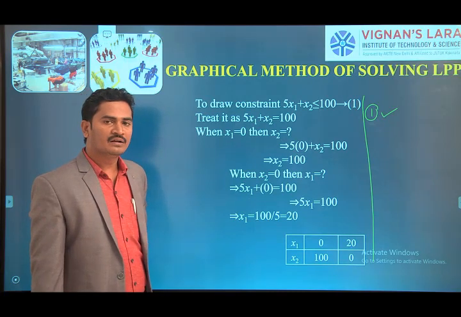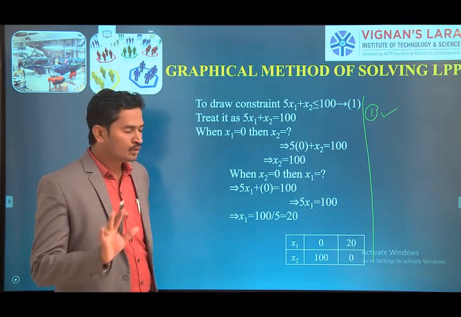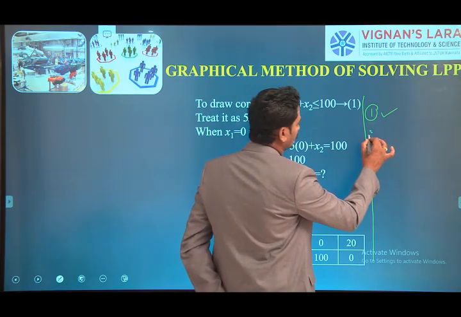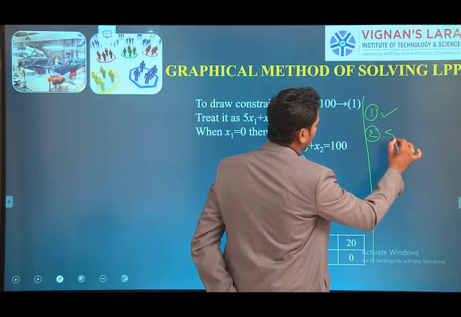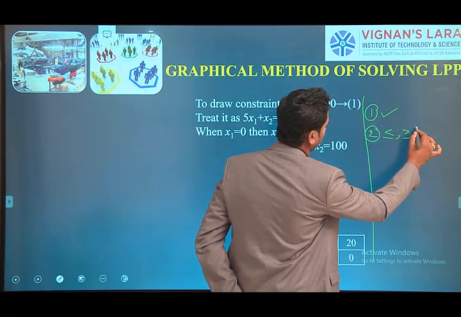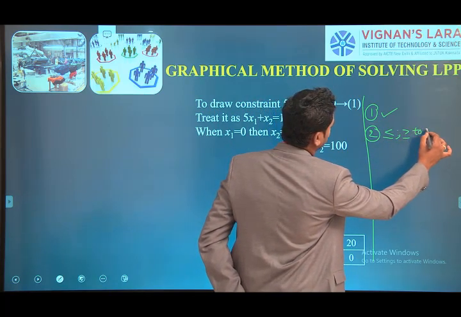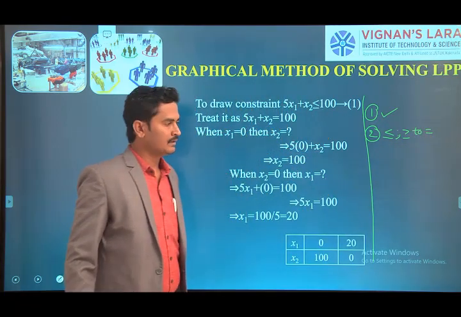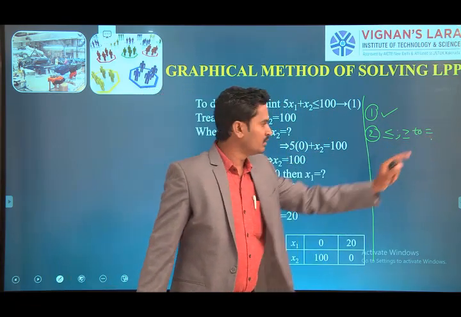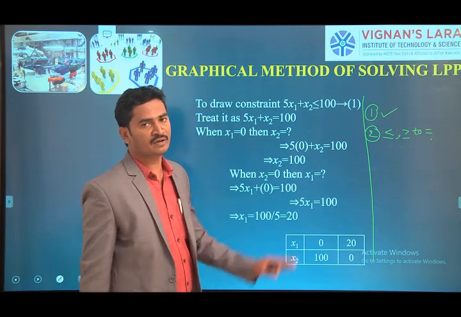We convert linear inequalities into equalities. We convert less than or equal to or greater than or equal to type constraints into equality. These are the inequalities. We convert them to equality. Second step we have to do.